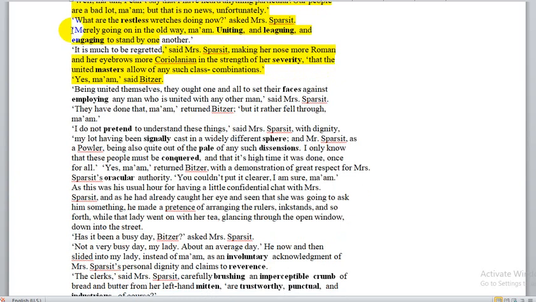He is talking about the workers, that the workers are uniting and leaguing, making leagues and engaging to stand by one another. So this idea is concerned with the working class, that they are trying to make workers unions.